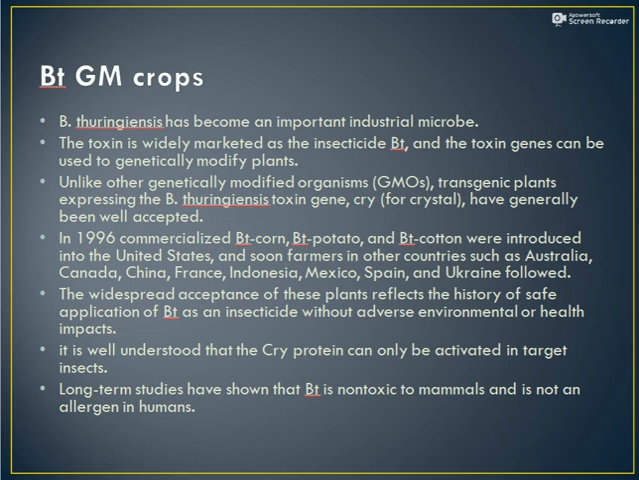In 1996, commercialized Bt cotton, Bt potato, and Bt corn were introduced in the US and soon after that in various countries. The widespread acceptance of these plants reflects the history of safe application of Bt as an insecticide without adverse environmental or health impacts. It is well understood that the cry protein can only be activated in the target insects. Long-term studies have also shown that Bt is non-toxic to mammals and it is not an allergen in humans.